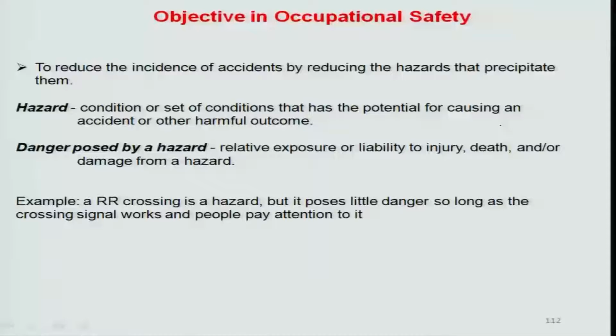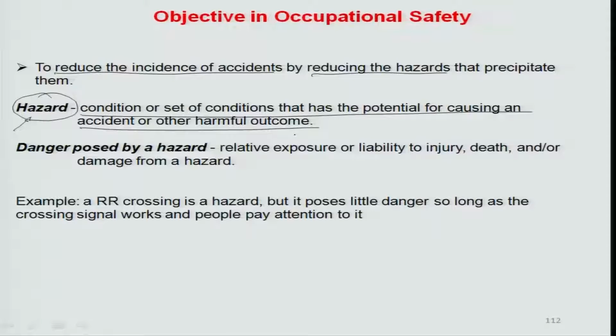The objective in occupational safety is really to reduce the incidence of accidents, and that can also be done by reducing the hazards that precipitate them. If I want to define hazards in more appropriate terms, a hazard is a condition or set of conditions that has potential of causing an accident or other harmful outcome, and the danger posed by such a hazard could be something like relative exposure or liability to injury.